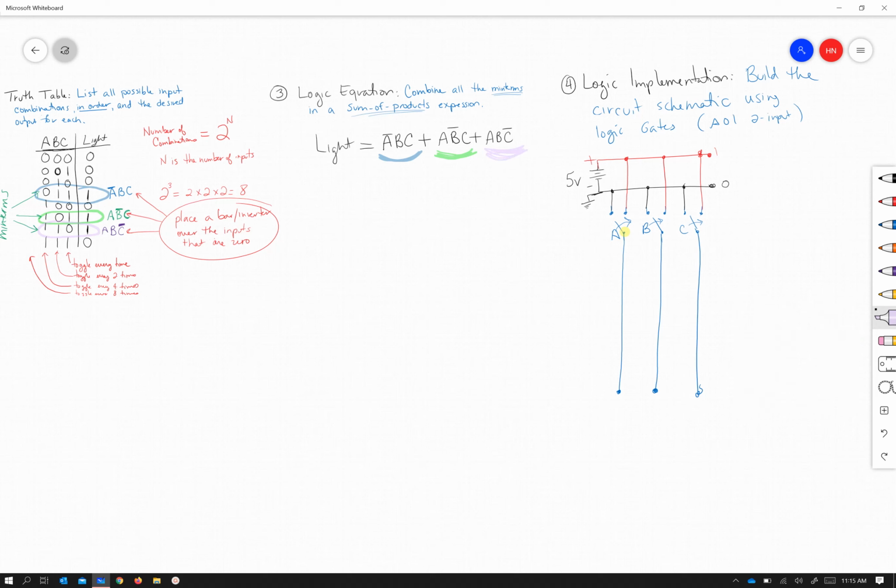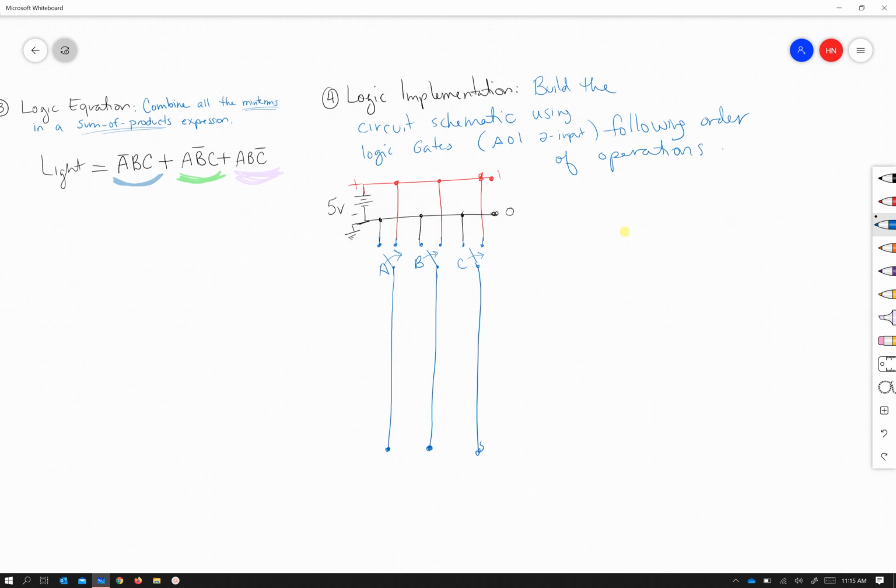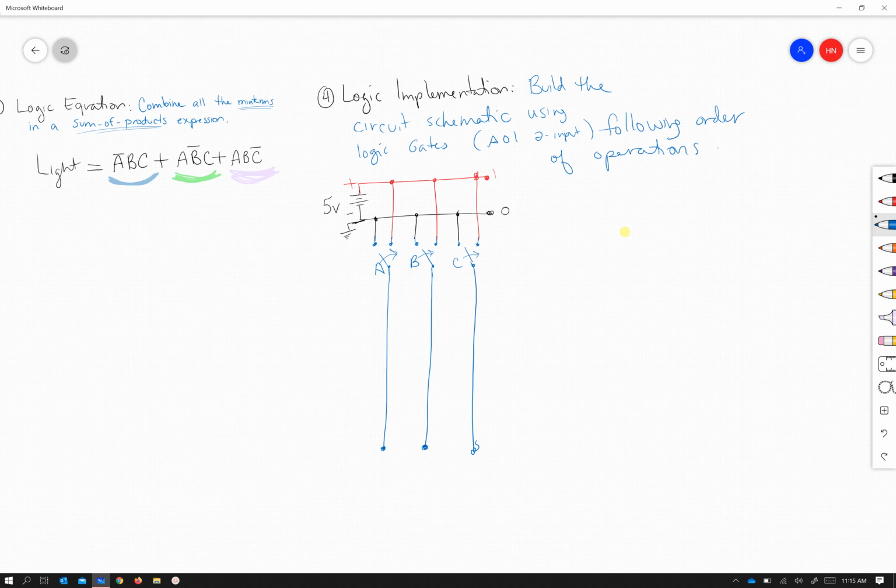I want to point out that when you build the circuit or you implement the logic, you need to follow order of operations. So I should add that to my circuit using logic gates and following order of operations. I'm going to put it over here on the left because I can't fit it over there. It's the same thing as in algebra, which is PEMDAS. So parentheses are first.